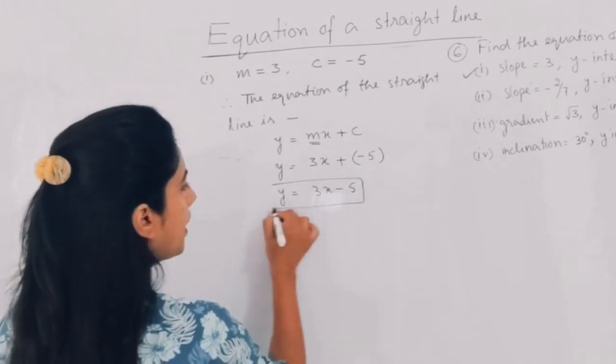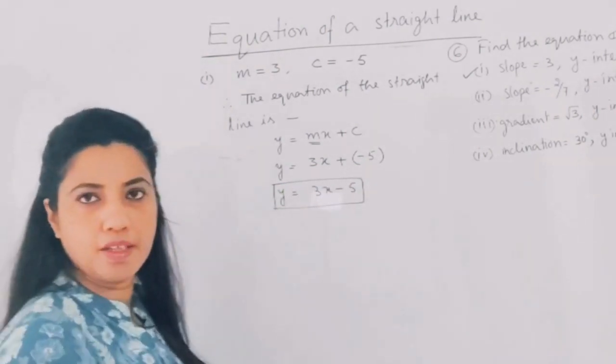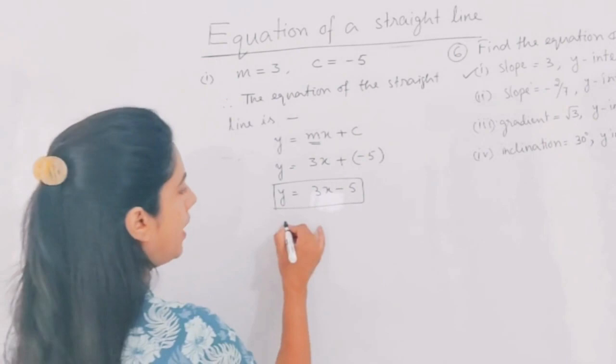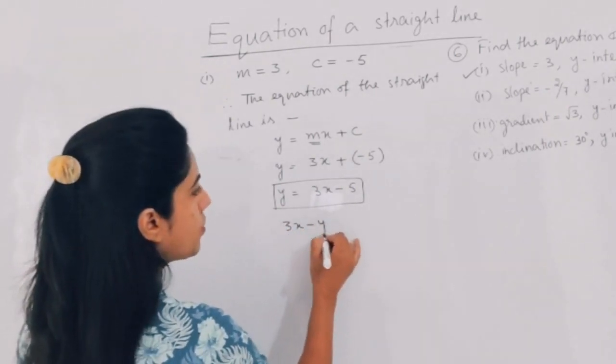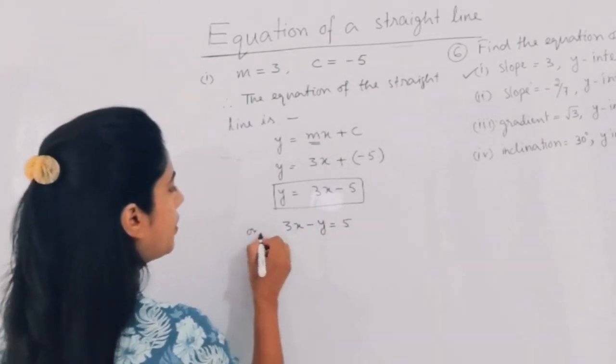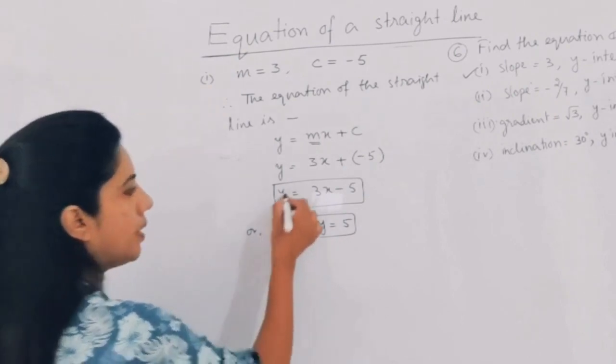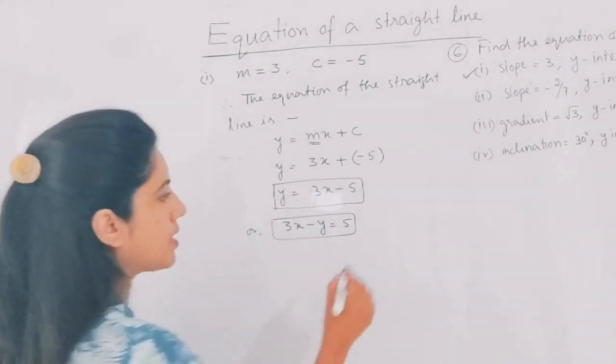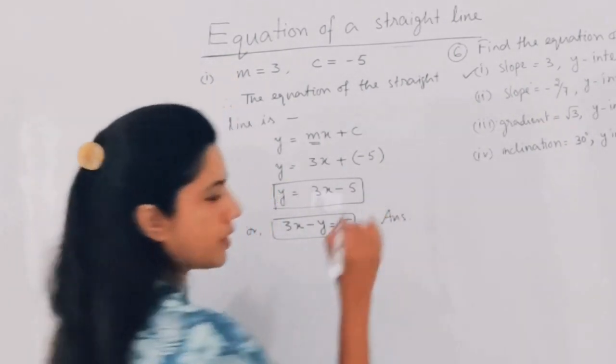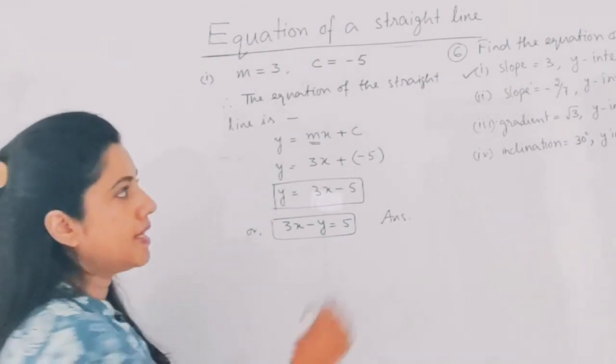This is the answer. You can keep your answer this way, or you can rearrange it and you can write down like 3x minus y is equal to 5. You can put this answer also. You can keep the answer like this also. Okay, so this is the answer for the first question. Right? Let us see the second one.